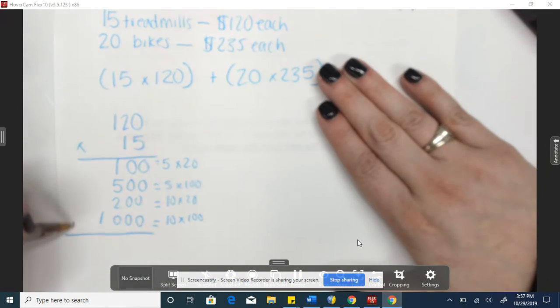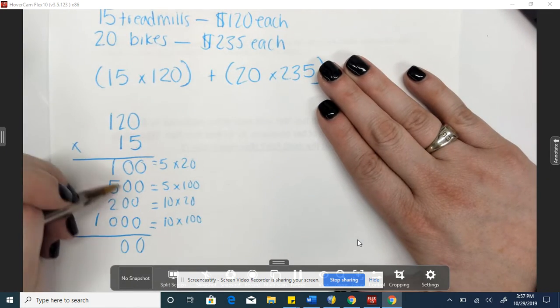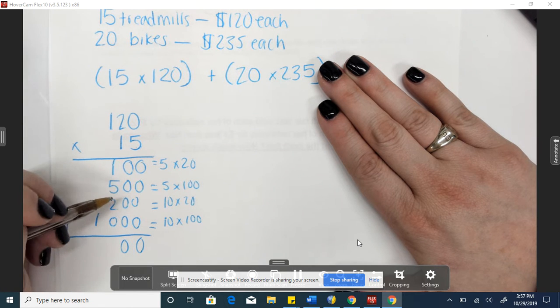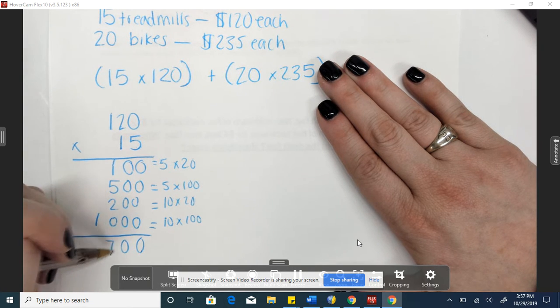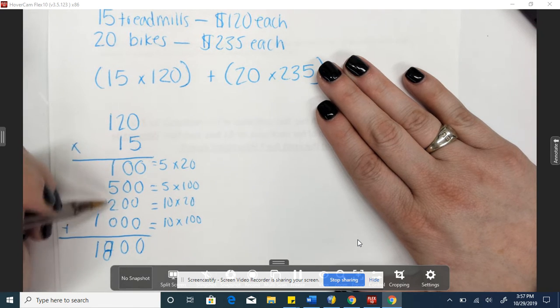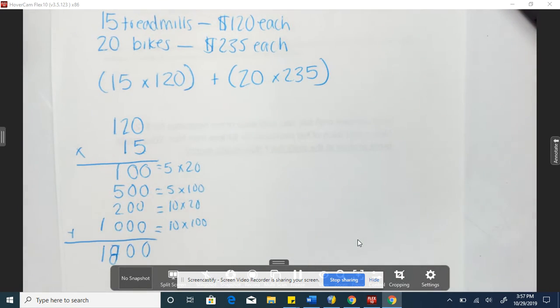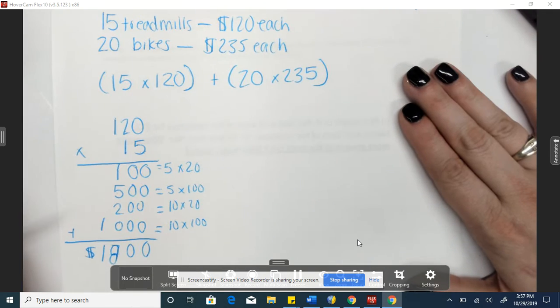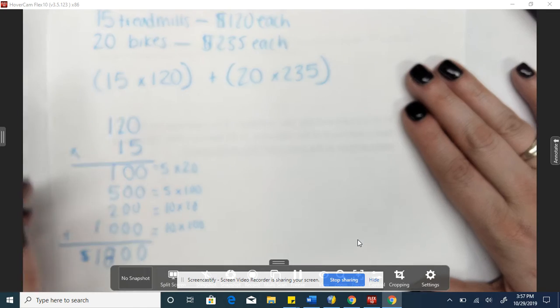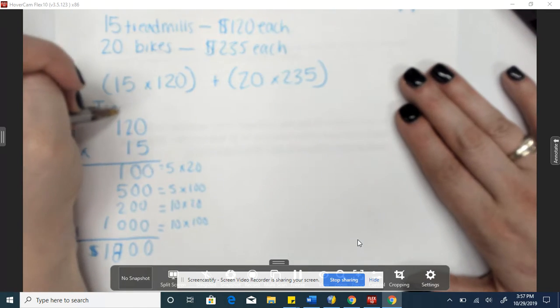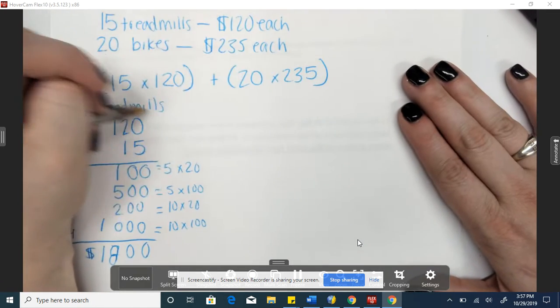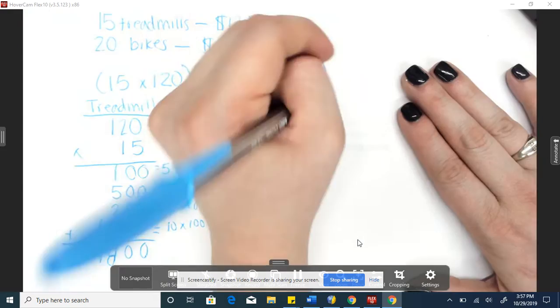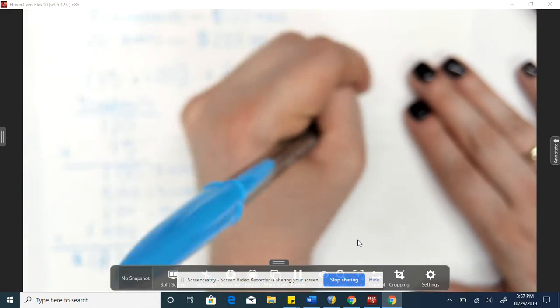Okay, now I add those up. 1 plus 5 is 6. 6 plus 2 is 8. Look at that. 1 plus 5 is 6. 6 plus 2 is 8. It's important to check your little facts there. Okay. So I know that she spent $1,800 on the treadmills. So it's important to label your work. Organization is something that takes practice. So there's the treadmills. Now I'm going to do the one for the bikes right here.